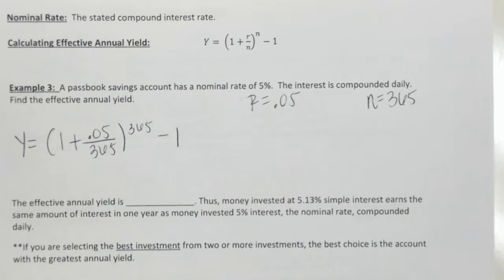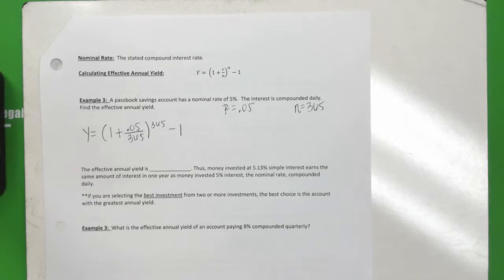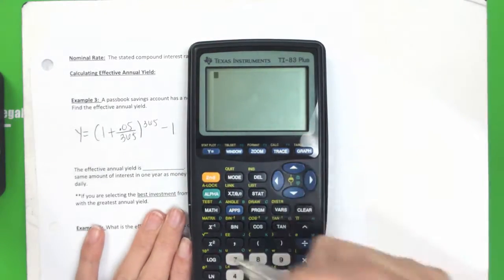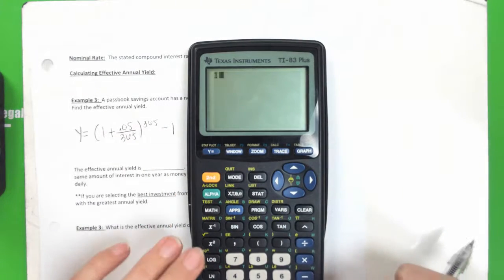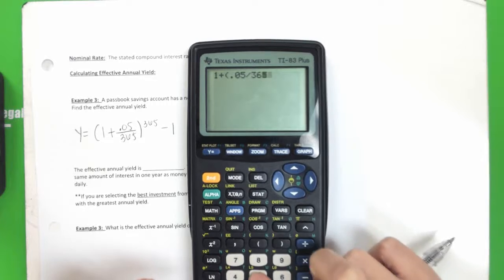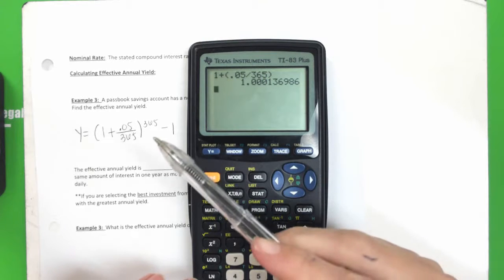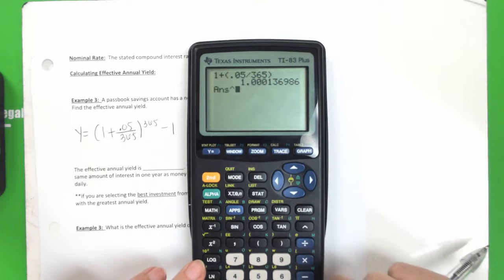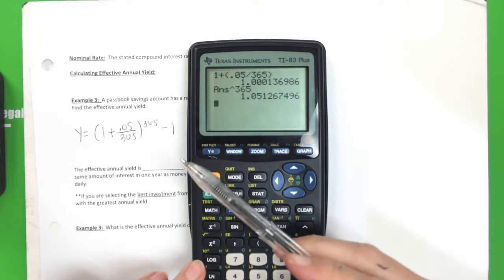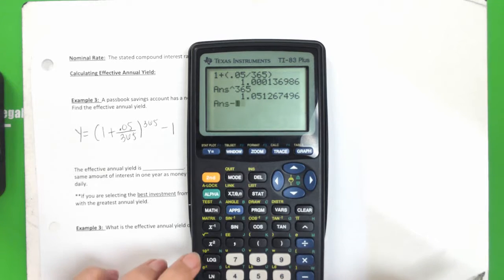So I'm going to show you how it looks. Just type this in your calculator, the most efficient way. So of course you want to take care of our parentheses first. So we'll do 1 plus, make sure you put parentheses, 0.05 divided by 365. Then we'll go ahead and raise that to the 365th power. And then minus 1.